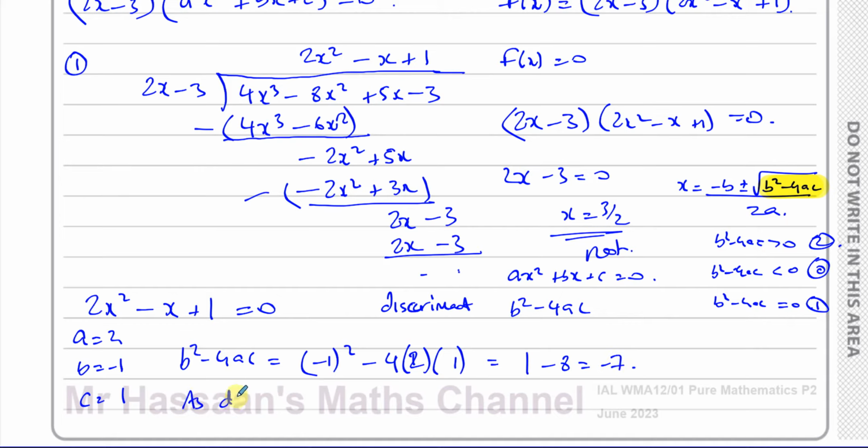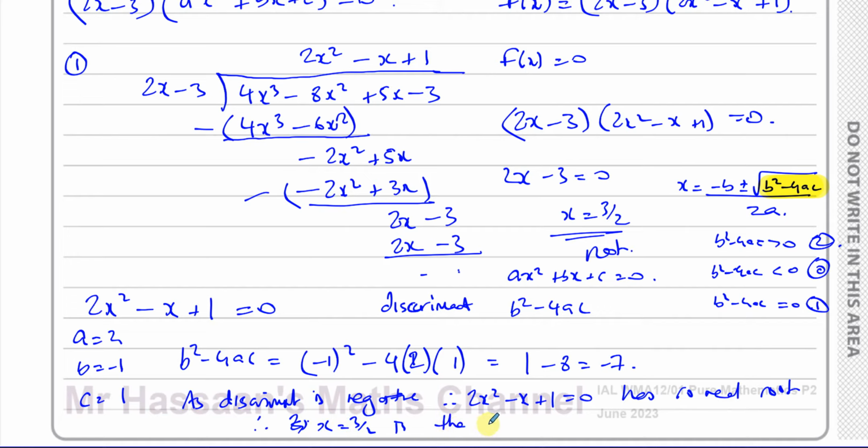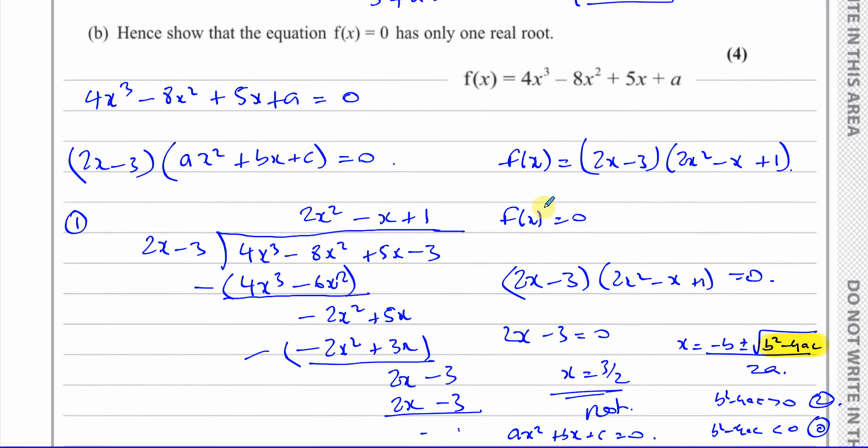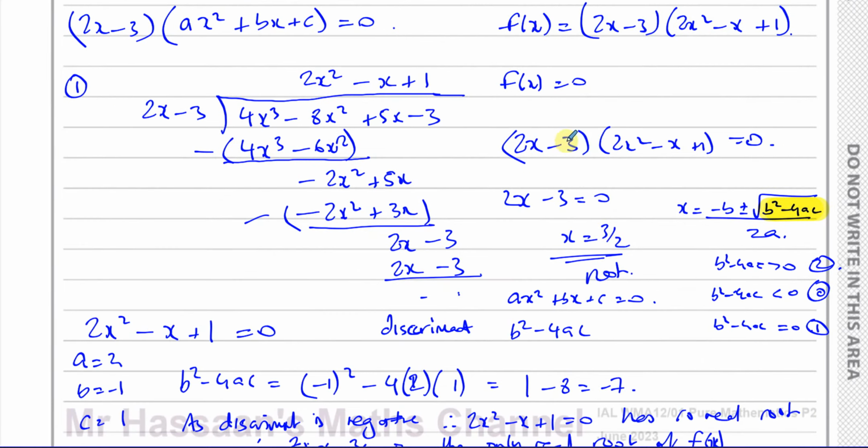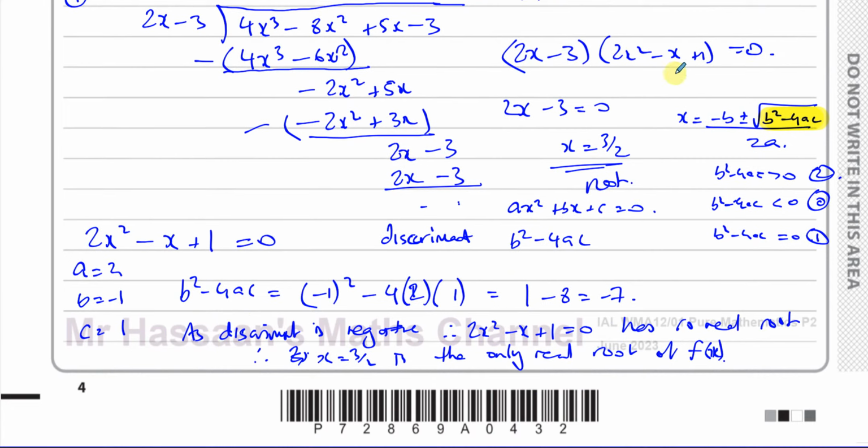So we can say as the discriminant is negative, therefore 2x squared minus x plus 1 equals 0 has no real root. Therefore, x equals 3 over 2 is the only real root of f of x. Okay, so we proved that there's only one root of f of x equals 0, because that's when x equals 3 over 2. The other part of it basically gives us no solution when we try to solve it.